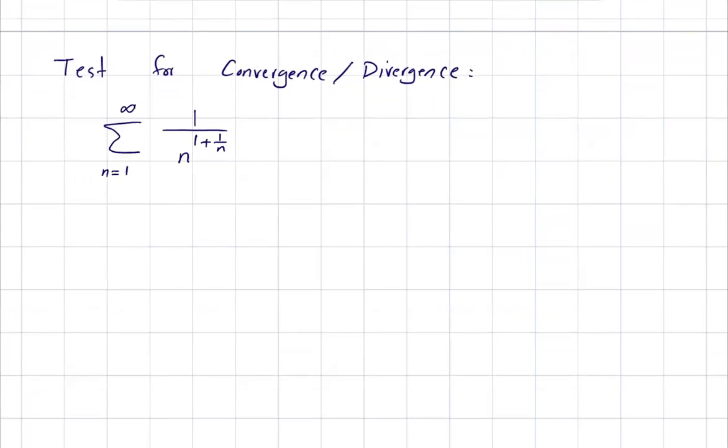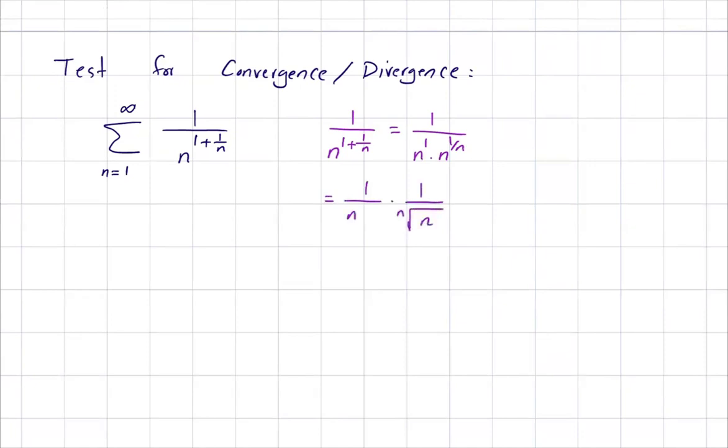If you break this guy down, 1 divided by n to power 1 plus 1 over n, you can write this guy as 1 divided by n to power 1 times n to power 1 over n. Or you end up with 1 over n times 1 over the nth root of n. So what I'm going to do, I'm going to use the limit comparison test here.